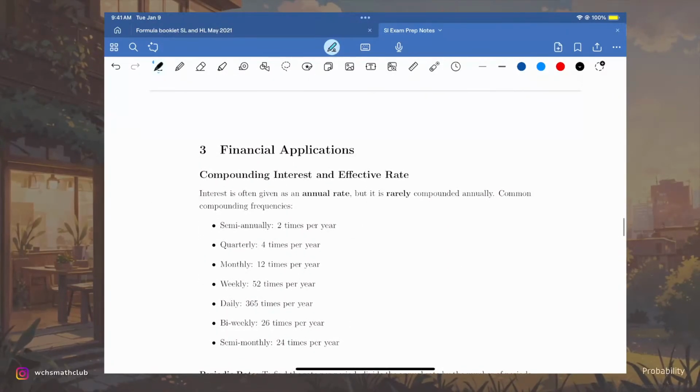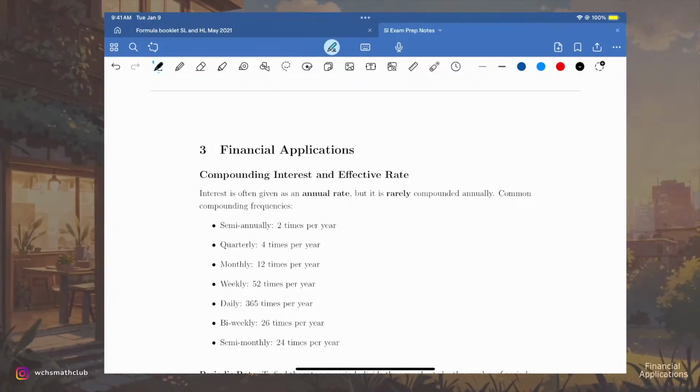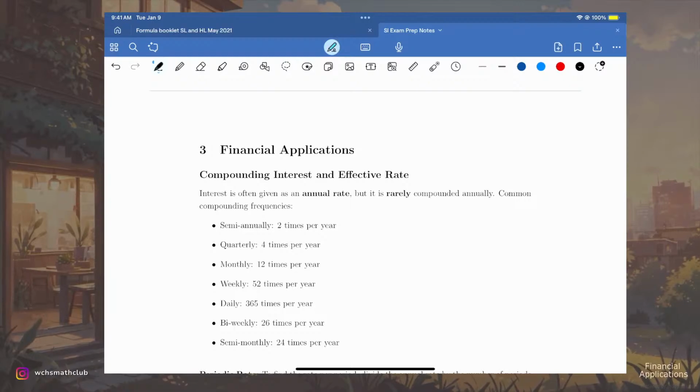Okay. Next we have financial applications. So we'll give you guys a quick 2-minute little break before we start financial applications. Go drink some water. I don't know, do some push-ups.